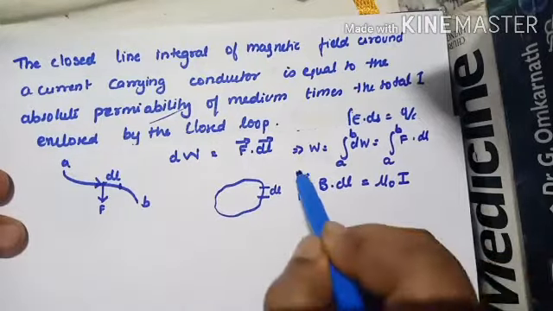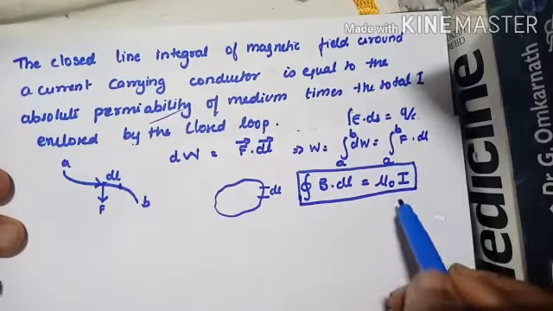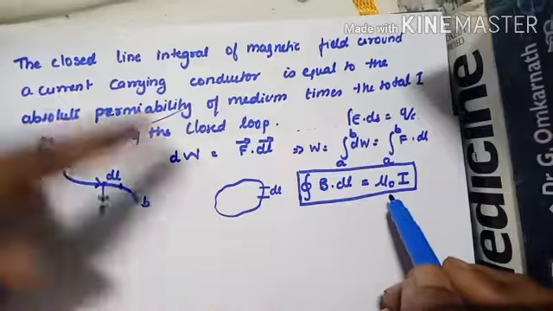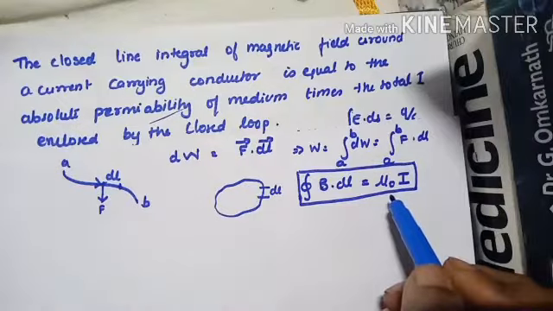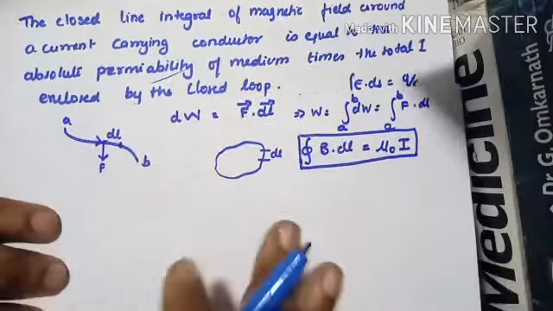So this is the basic equation of your Ampere circular law. You have to understand the entire thing. I just gave you what this statement implies as per this equation. Clear? Now there are a lot of things you didn't understand, so let's move on to the basic thing.